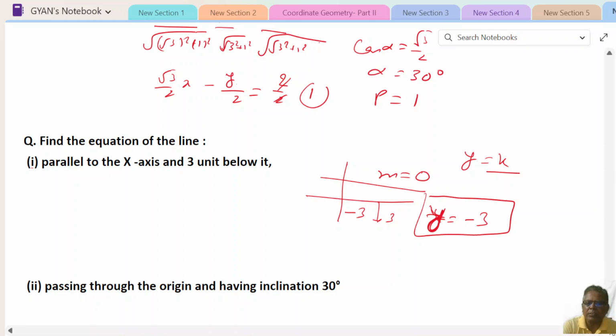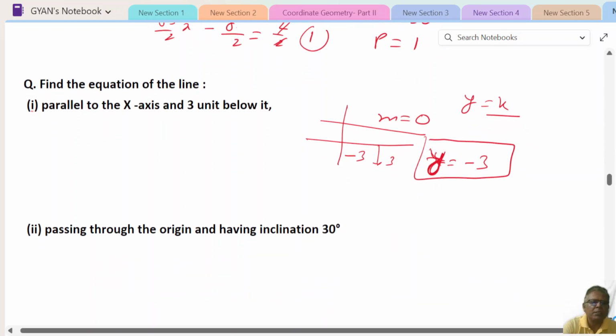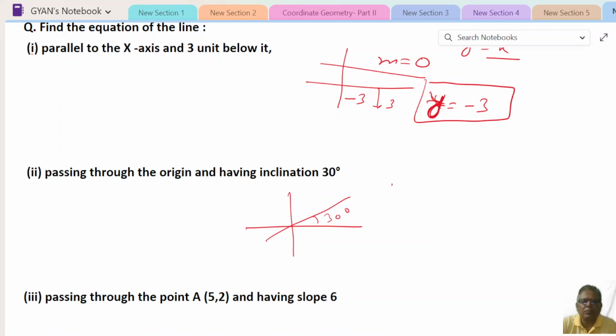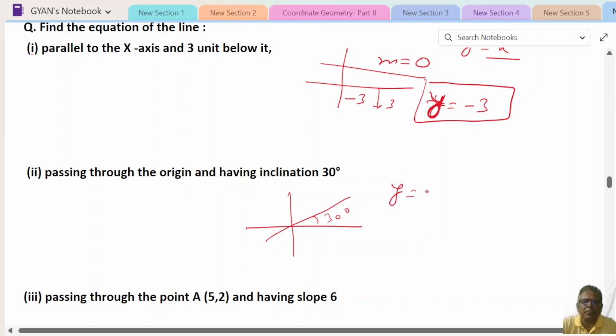Passing through the origin and having inclination 30 degrees. So y is equal to mx plus c. What is m? Tan 30 degrees, which is 1 by root 3. Since the line passes through the origin, c is equal to 0. So root 3 y is equal to x is the equation.